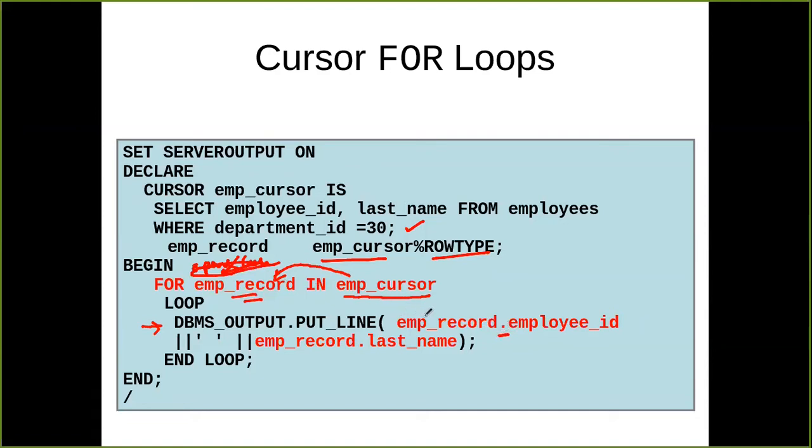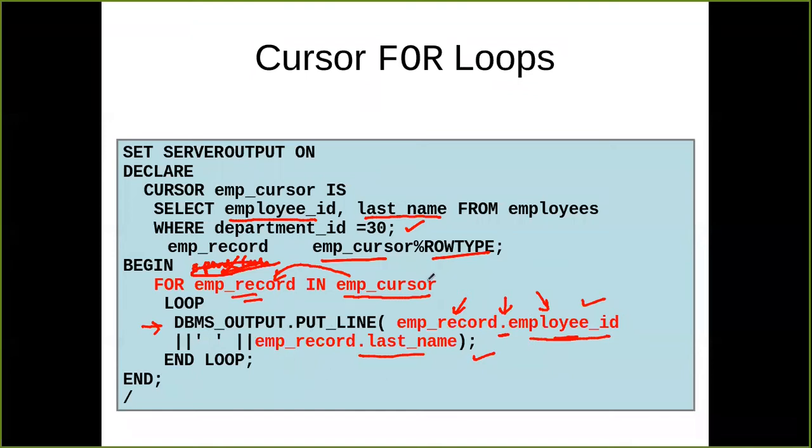So employee record dot employee ID. Now what is employee ID? It is the same name that you have used in your select statement. So employee record dot employee ID will print the first value, employee record dot last name will print the second value. So you can access the data from the record using the name of the record, dot notation, followed by the name of the variable that you have used in a SQL statement.